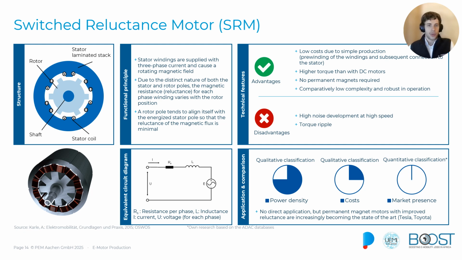As a disadvantage, we see high noise pollution and problems with torque ripple, which means that instead of delivering a smooth and steady turning force, the motor's torque rises and falls slightly during rotation. That's why we see no market presence with the SRM despite its low costs and decent power density for a design without any magnets, either permanent or energized in the rotor.